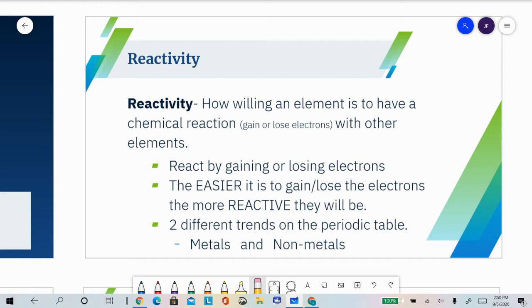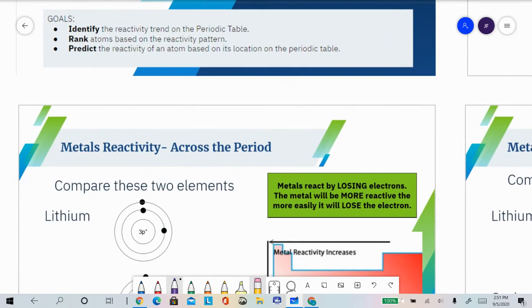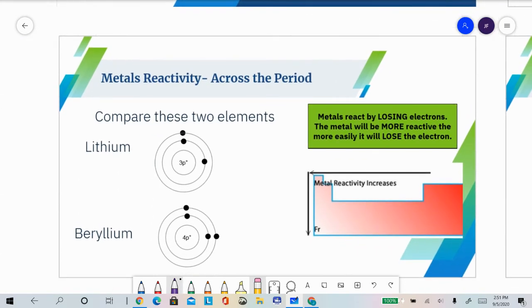And there's actually two different trends on the periodic table because metals and nonmetals behave differently. So if you remember, metals lose electrons. So the more easily the metal can lose the electron, the more reactive it is. And nonmetals gain electrons. So the more easily it gains those electrons, the more reactive it is. That's kind of review from the ions lesson. So we have to look at the two different trends, and we're going to look at them across the periods and across or down or up the groups.